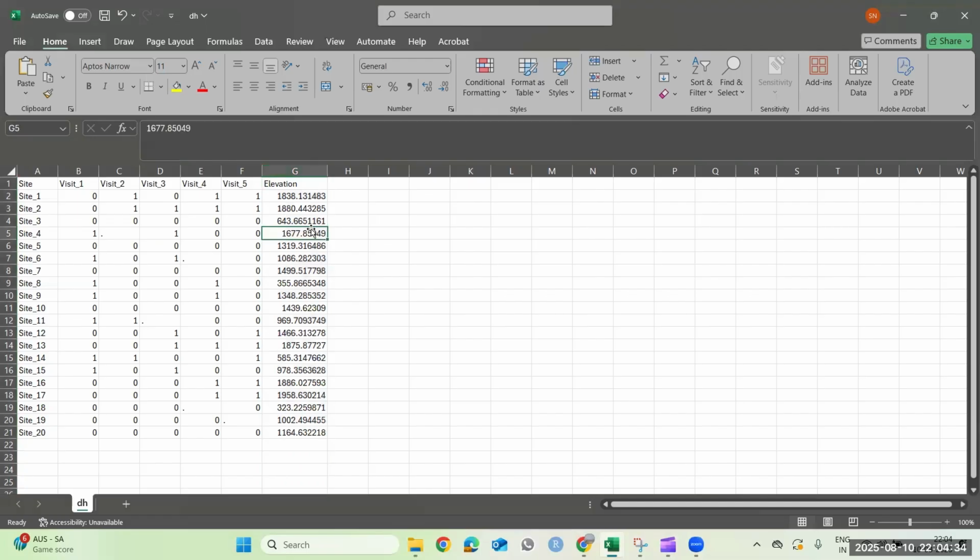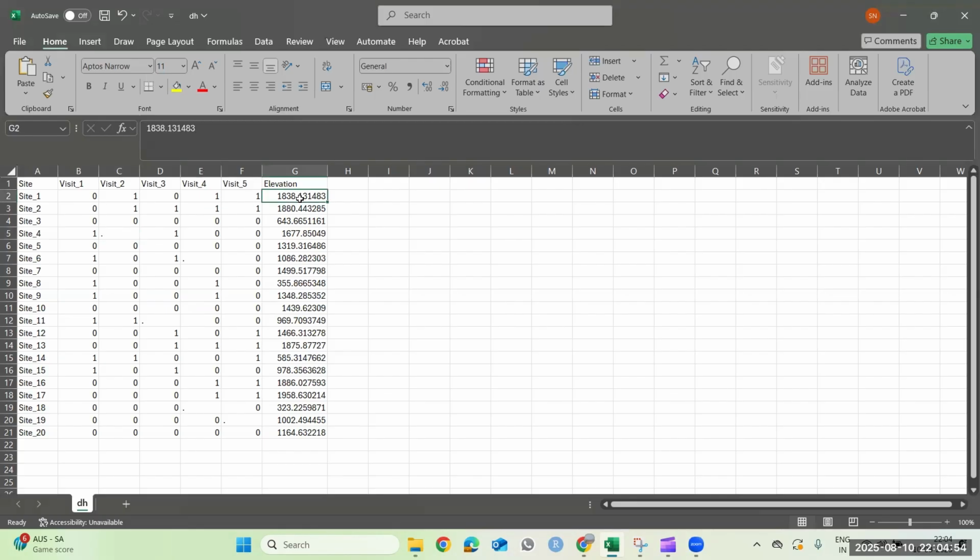Okay. And this is it. This is all we need. First, we need the different sites. We need the number of visits. We need the detection or non-detection or the missing replicate, and we need the covariates to run the model.